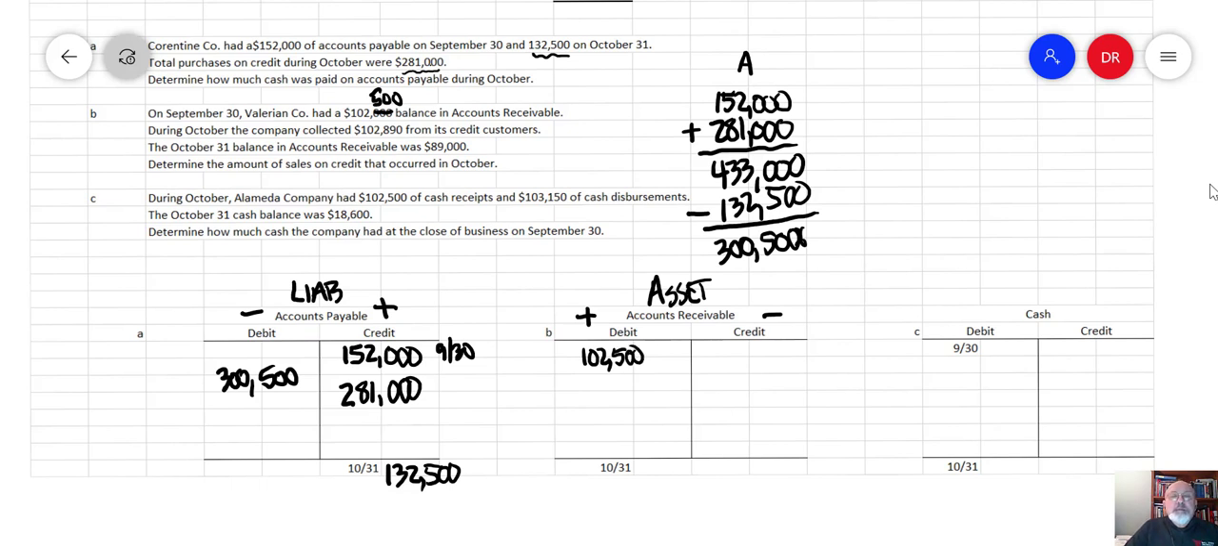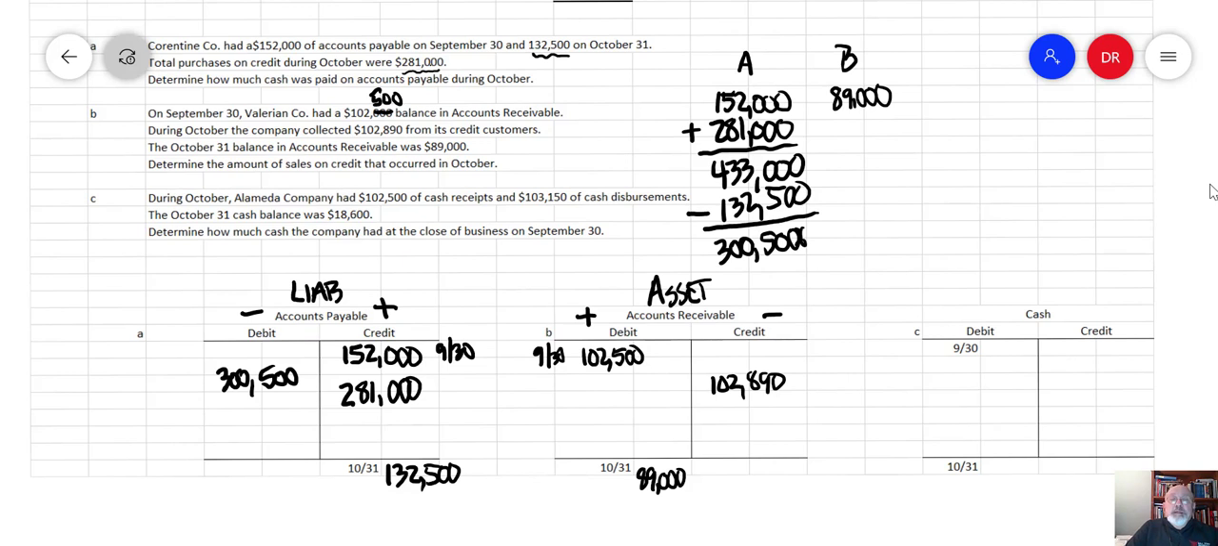So that is the 930 balance. Then it says the company collected 102,890 from its customers. And what that means is when customers pay you, their account balances go down. So we're going to put that on the minus side, 102,890. Okay? And the October 31st balance was 89,000, and that's always going to be on the normal balance side. So we have 89,000 here. All right. Letter B then is 89,000.